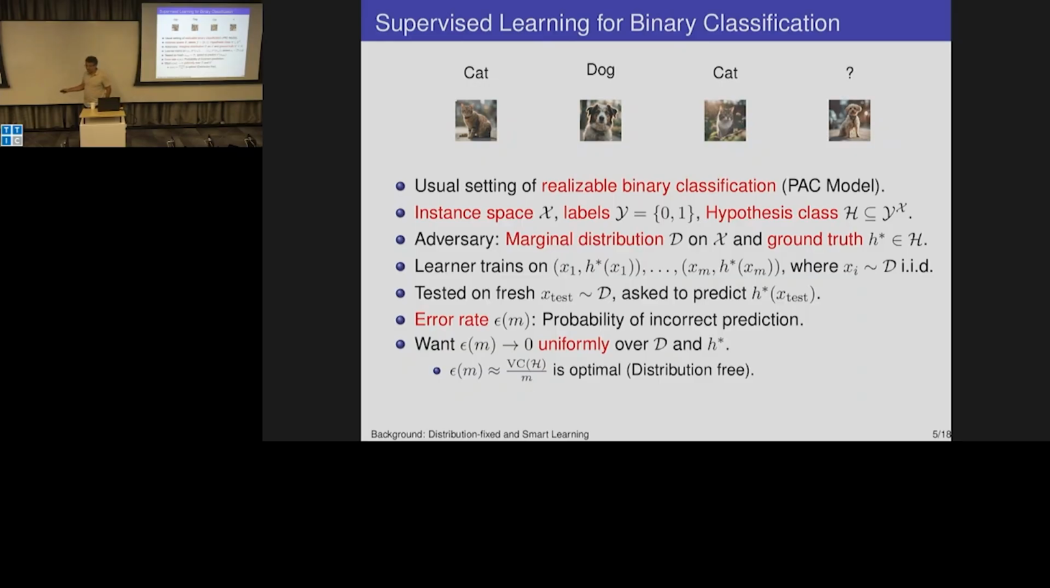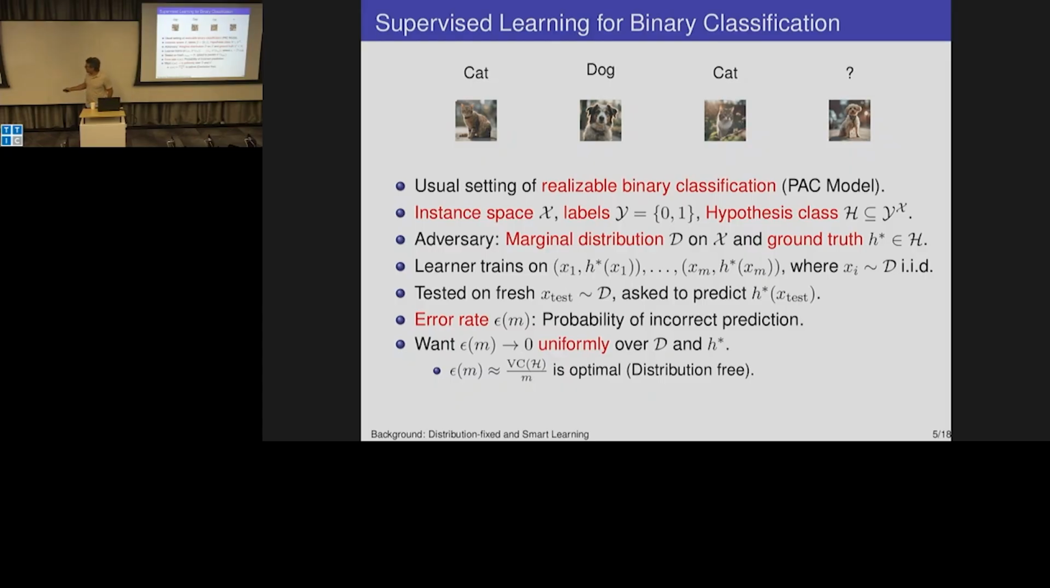You have an adversary that picks two things. He picks the marginal distribution on the unlabeled data. So this is the distribution over pictures in this example. And also a ground truth hypothesis. I'm going to call it H star. This is the true function that labels the data with cat or dog, for example. Okay.